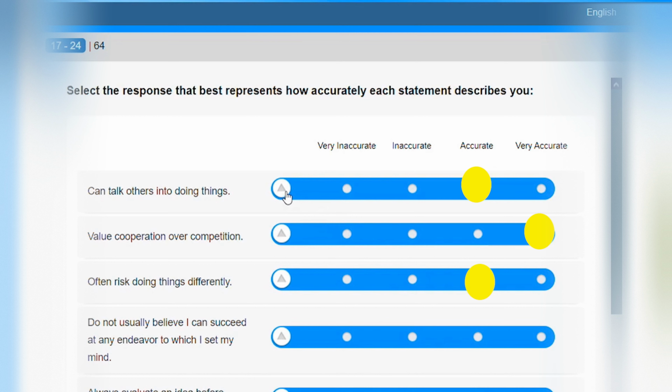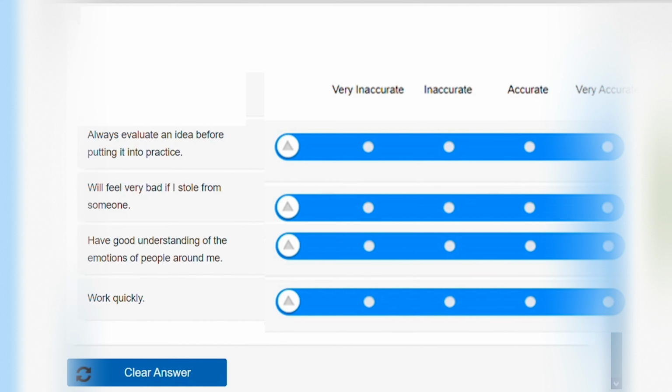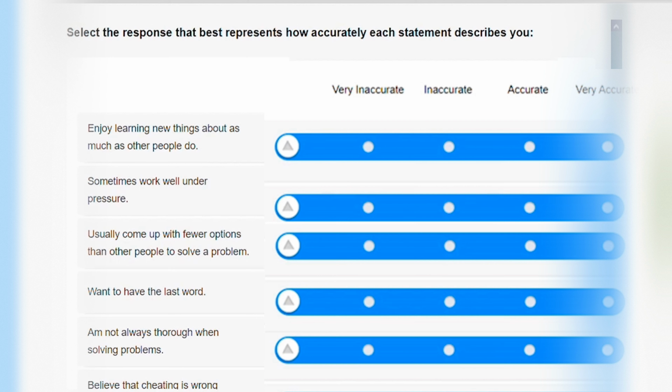Do not usually believe I can succeed at an endeavor to which I set my mind. Very inaccurate. Always evaluate an idea before putting it into place or practice. Accurate. Will feel very bad if I stole from someone. Highly accurate. Have good understanding of emotions of people around me. Very accurate or accurate. I would pick very accurate here. Work quickly. Accurate. Enjoy learning new things about as much as other people do. Accurate.